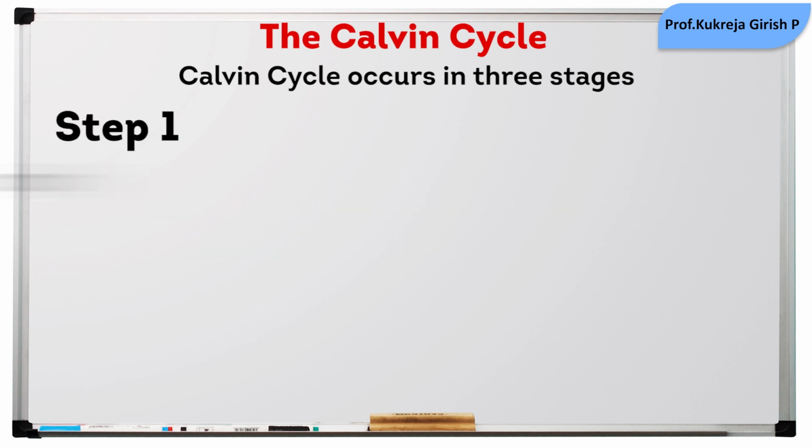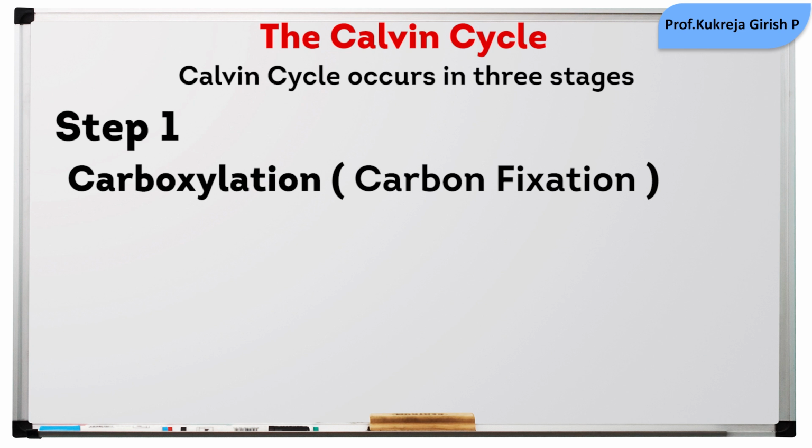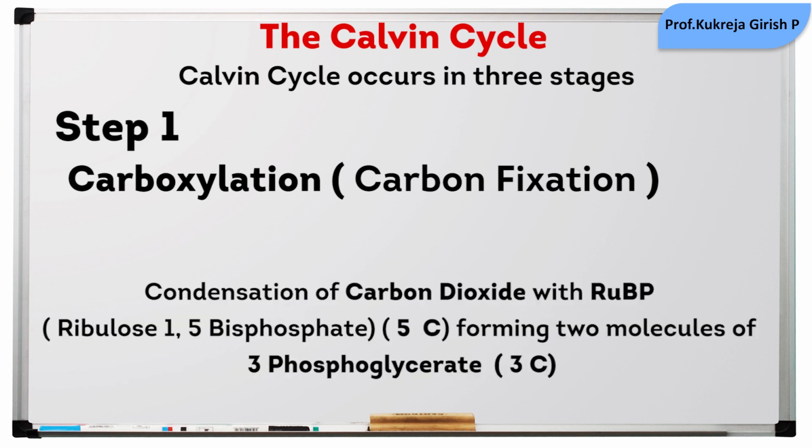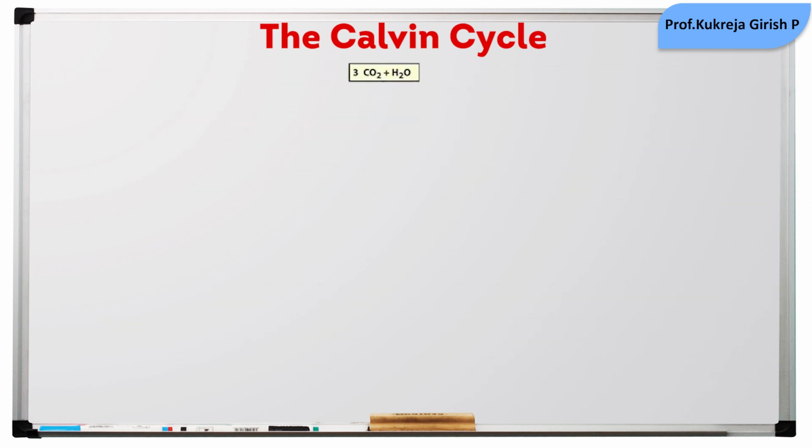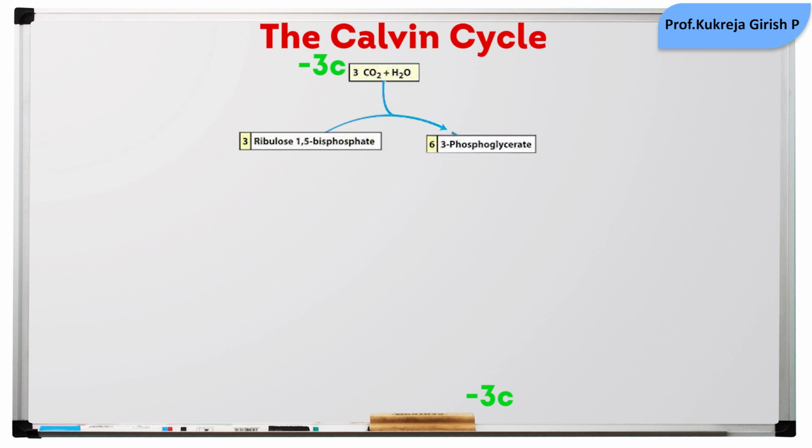In the first stage of carbon fixation, or carboxylation, there is a condensation of carbon dioxide with the acceptor molecule ribulose 1,5-bisphosphate, which is a typical 5-carbon compound. This forms two molecules of 3-phosphoglycerate, a 3-carbon compound. So for fixation of three molecules of carbon dioxide, we require three molecules of ribulose 1,5-bisphosphate, which results in the formation of 6 molecules of 3-phosphoglycerate, amounting to 18 carbon atoms.